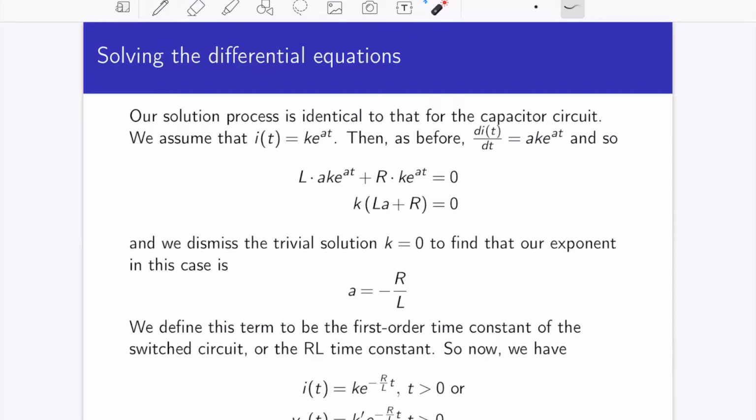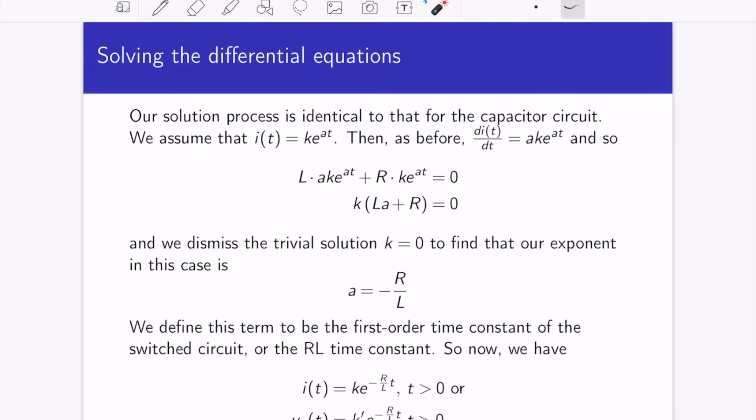Going back to our differential equations, we follow the same process we did before. We assume I of t is equal to k e to the at. Then just like before, we can take the derivative of I of t, dI/dt, and we get a k e to the at. So, writing our equation, L times a k e to the at plus R times k e to the at is equal to 0. So we can solve and get k times (L a plus R) is equal to 0. Again, we dismiss the trivial solution where k is equal to 0, and we solve for the exponent value a, and a will be equal to minus R over L.